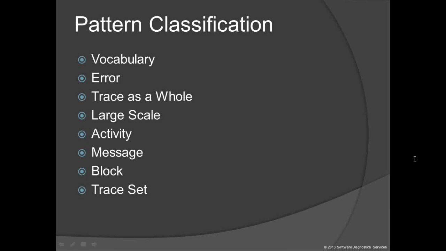Recently, all software trace and log analysis patterns, which now number more than 70 at the time of this writing, were classified into several categories. The Vocabulary category consists of patterns related to problem description. The Error category covers general error distribution patterns. This classification also considers traces as wholes, their large-scale structure, activity patterns, patterns related to individual trace message structure, patterns related to collections of messages, the so-called blocks, and finally, patterns related to several traces and logs as a collection of artifacts from a software incident.